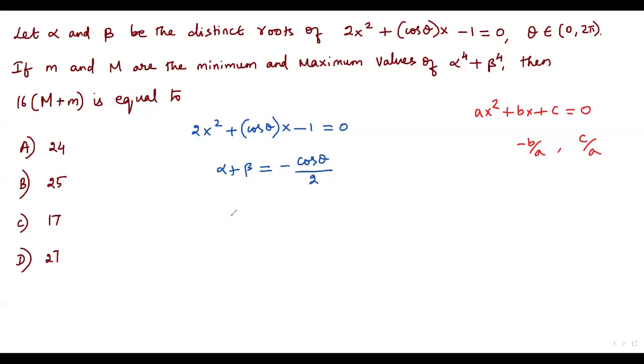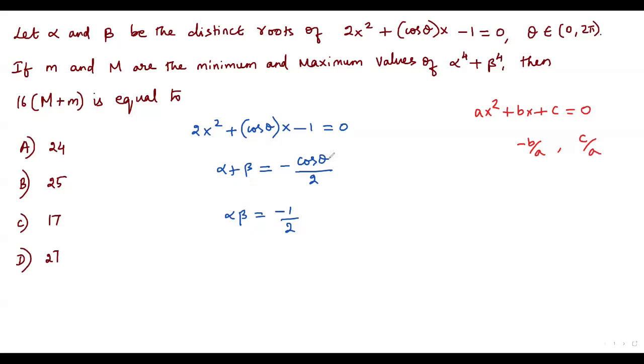Now let's find the product of the roots. Product of the roots means we multiply the two roots alpha and beta, which is equal to c/a. C is the constant term, so here the constant is −1 and a is the coefficient of x², that is 2, giving −1/2. Now I have the values of α + β and αβ.